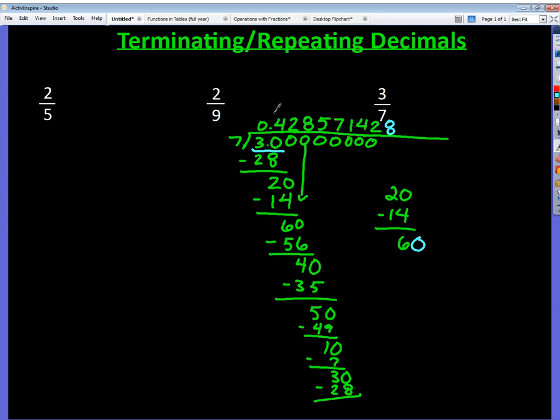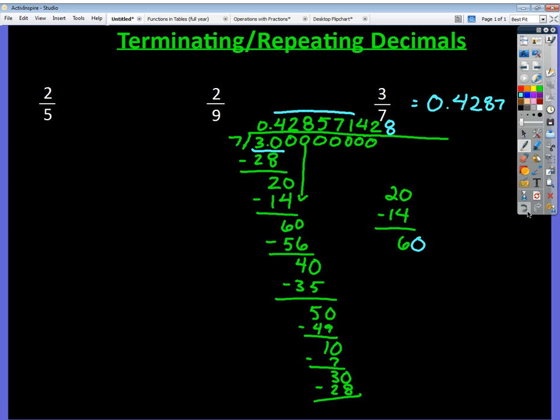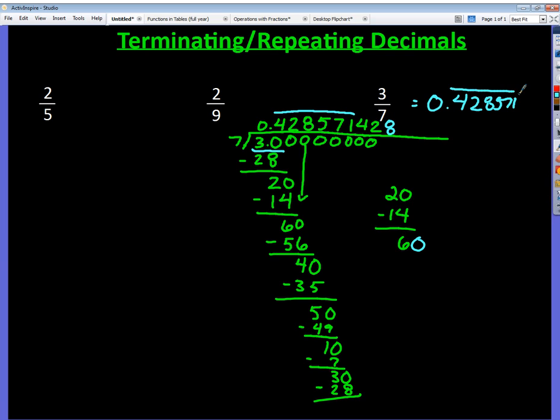And what repeats all the way down from 4 to 1? That is our repeating decimal in this case. So our answer would be 0.428571 repeating.